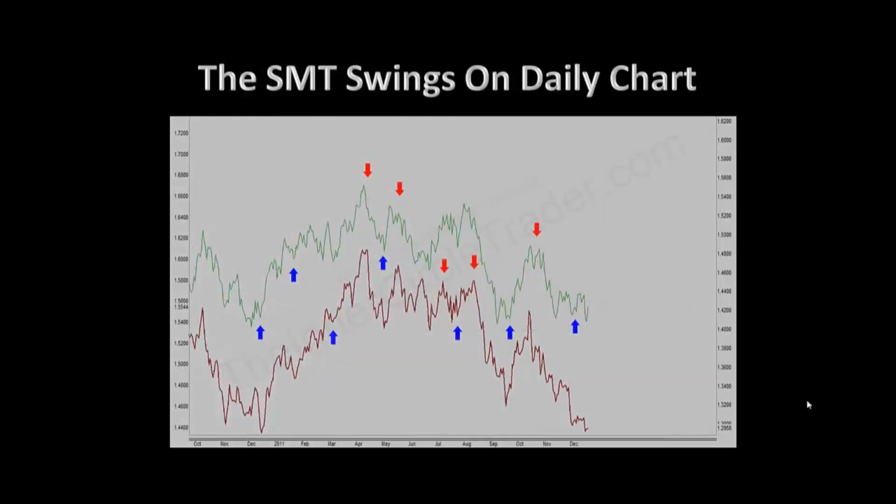All right, SMT swings on a daily chart. What is it and what does it look like? Well, we're going to say, for instance, that this is the dollar. The green represents the greenback, and we're going to say that the red represents the British pound or cable. Now, the problem with this is going to be this.